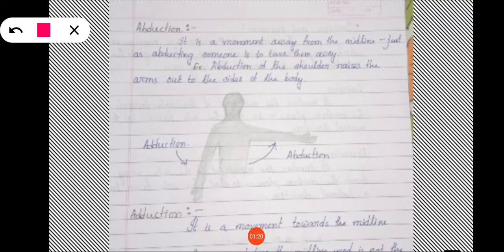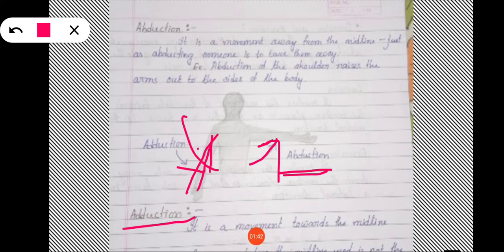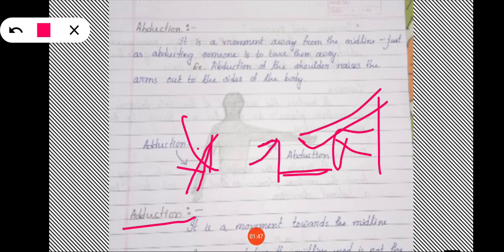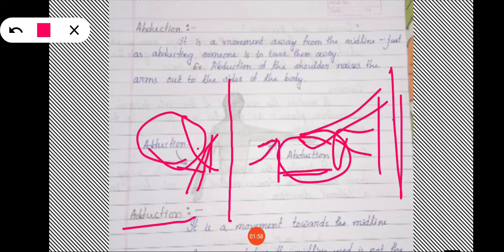Next is abduction and adduction. What is abduction? It is a movement of any body part away from the midline. When it is away from the midline, it is abduction, and when the movement is towards the midline, that is called adduction. It is so easy. This portion is the midline; away is called abduction, towards is called adduction.